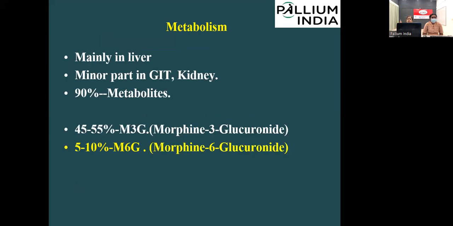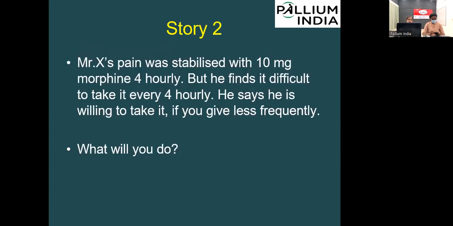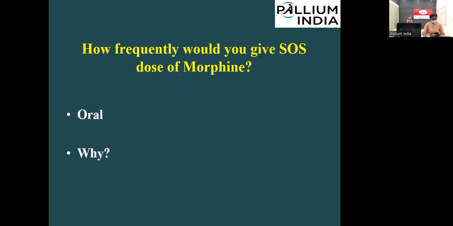You just need to remember these two names, M3G and M6G. The majority is converted to M3G. A little bit, 5 to 10%, is converted to M6G, morphine 6-glucuronide, and that is exactly what we want. That 5 to 10% is M6G. M6G is the reason for pain relief. Okay. So again, we are reaching how frequently you will give an SOS dose of morphine, which I told you already.